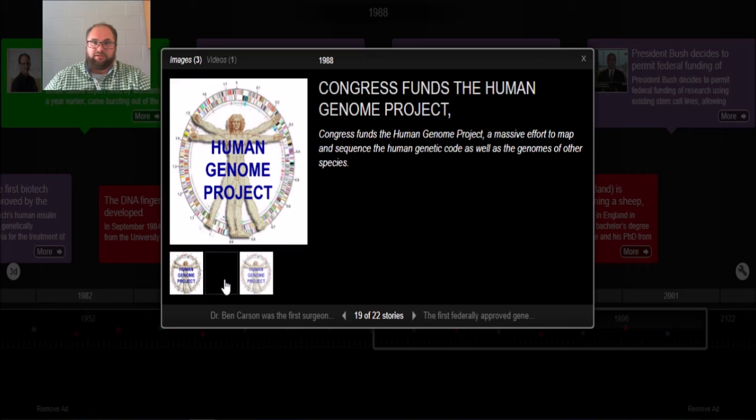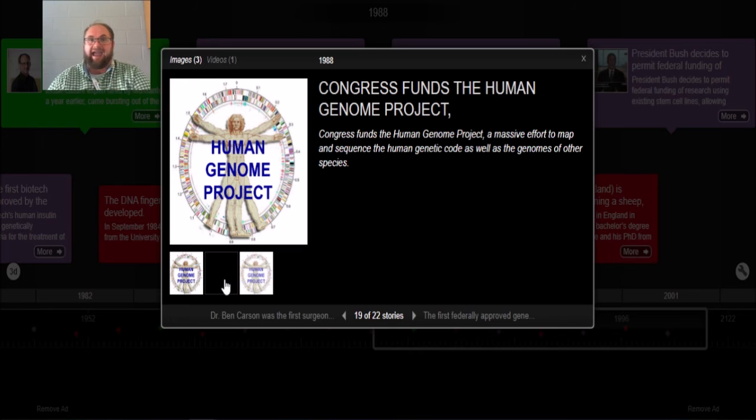Now, the Human Genome Project. So, in 1988, with the development of DNA fingerprinting, Congress decided to put that development to work and fund the Human Genome Project, which was a huge effort to map the human DNA genetic code so that we could understand all of the genomes and the DNA structure of the human species. That way we could potentially find treatments for genetic disorders and potentially find cures for diseases that we think are incurable, like cancers. And so the Human Genome Project was completed in 2001.